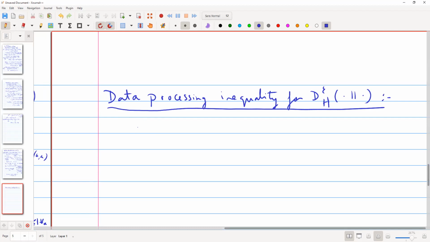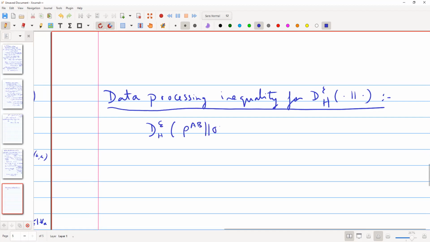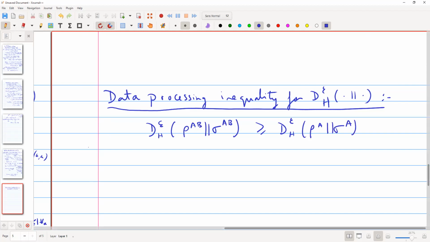Okay, fine. So the data processing inequality, we know the form of that, so that will be, and now, using data processing is hard to prove for a change. I'm going to prove this now. This is very easy to prove for D epsilon H. It is hard to prove for the Shannon relative entropy, but it's easy to prove for D epsilon H.